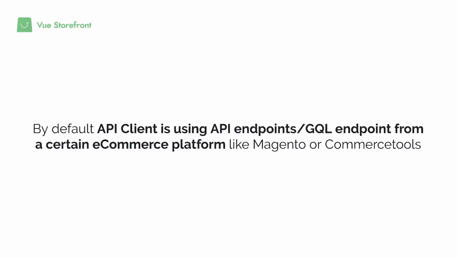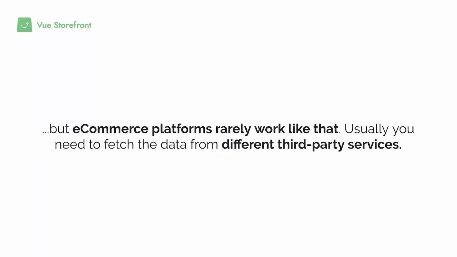By default, API client is using API endpoints or the GraphQL endpoint from your e-commerce platform. Your e-commerce platform could be Magento or Commerce Tools, so we'll be calling API endpoints directly from it. But we are aware of the fact that e-commerce platforms rarely work like that. In your projects, you usually need to fetch data from different third-party services. So a third-party service for reviews, sometimes an external PIM.